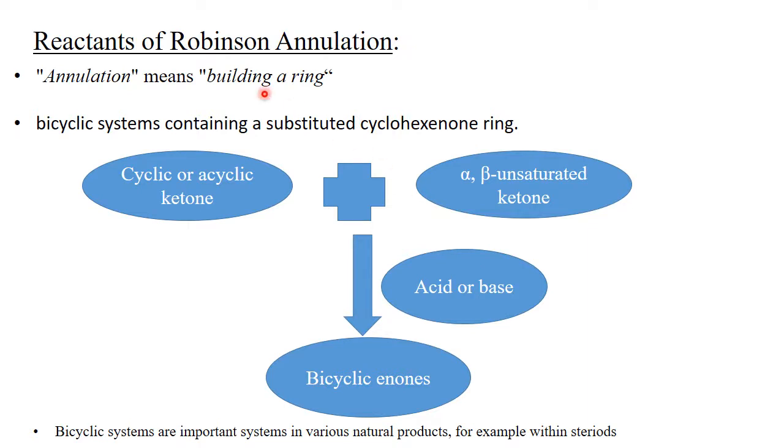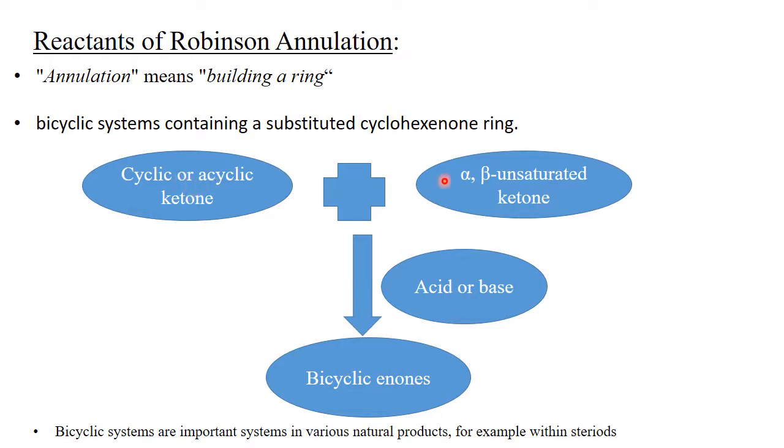Reactants of Robinson annulation reaction. See what the term annulation means. Annulation means building a ring. It means a ring is formed during the Robinson annulation reaction. That ring will be the cyclohexenone ring. The ring must be the cyclohexenone ring, in a bicyclic system containing a substituted cyclohexenone ring.